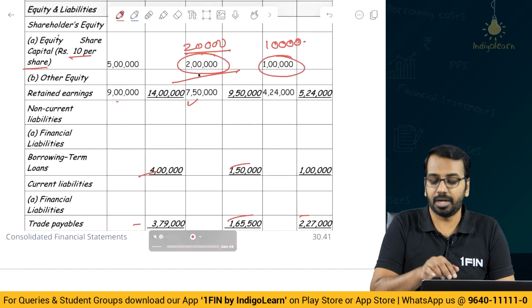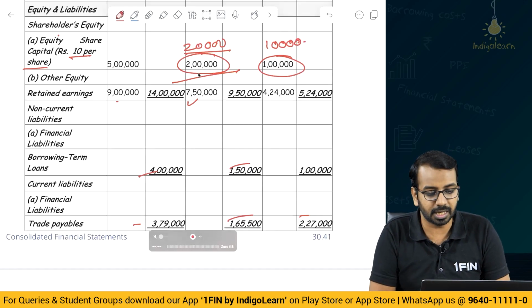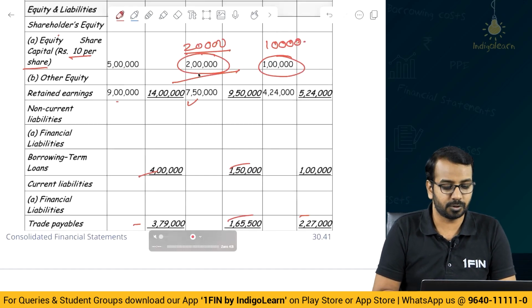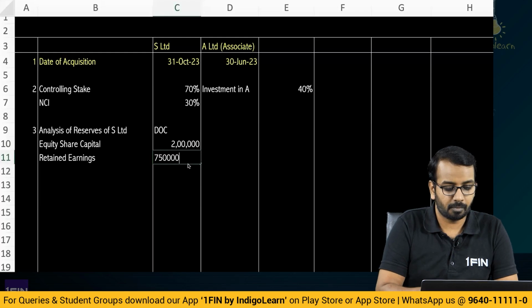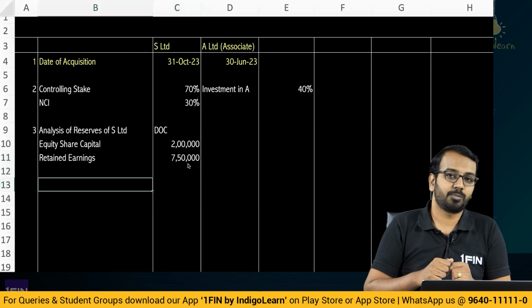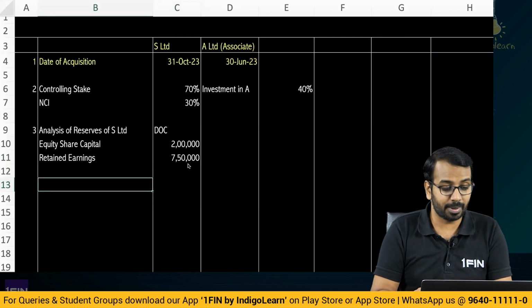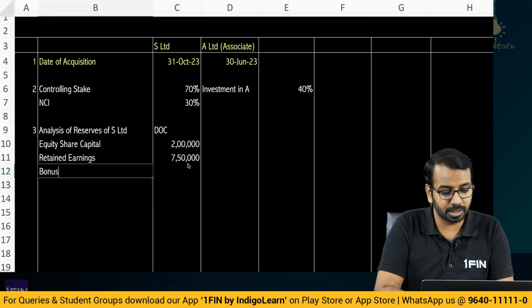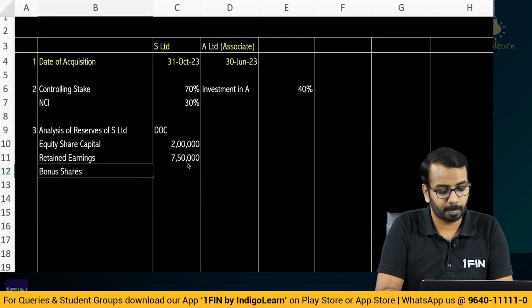And retained earnings on date of consolidation, as per the balance sheet, if we see, it is 7,50,000 other equity. Okay. Now, we have not yet given the impact of bonus. So what we should do? We should definitely give the impact of bonus. So you can add bonus shares.